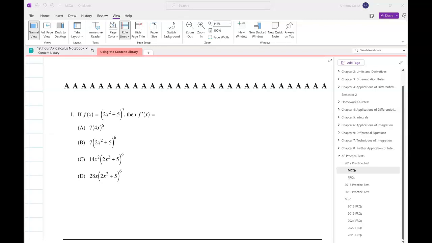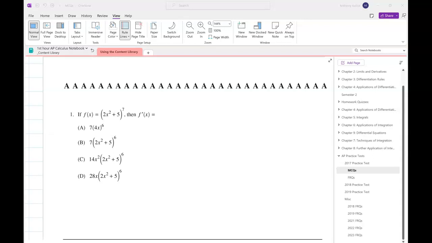10 was A. We're now on 13, which is D. 14, which is B, baby. 15 is C. 16 is A. 17 is A. 18 is D.